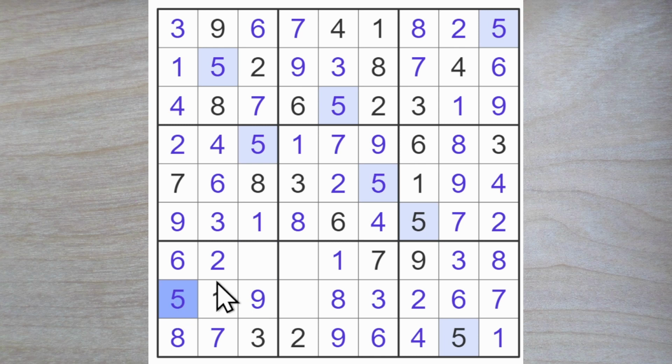This was a 4, 5. Now it's just a 4. And this is just a 5. And this is a 4.